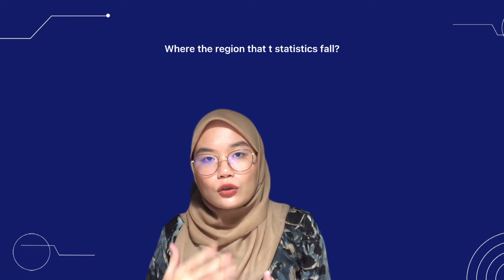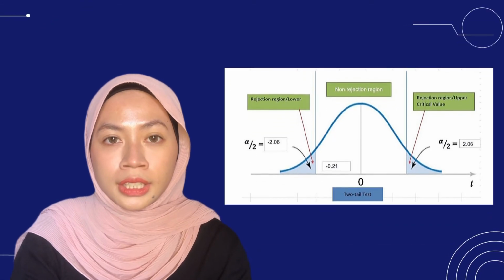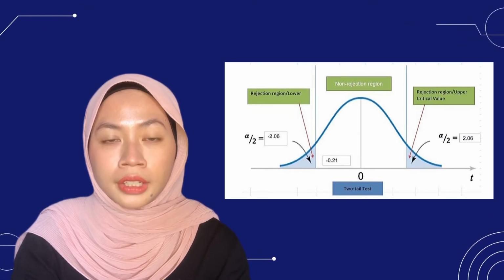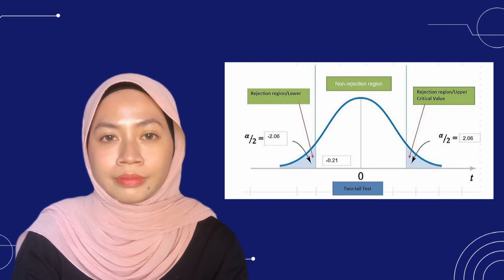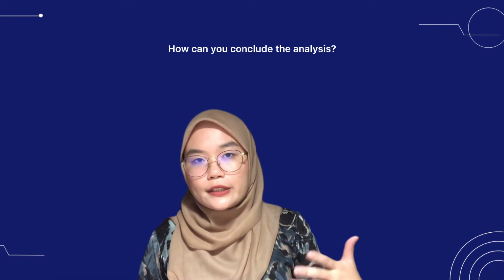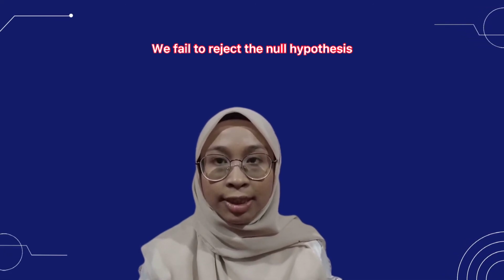Okay, may I know where the region that the t-statistic falls? As the diagram shows, the t-statistic falls under the non-rejection region, which is below 0. Okay, now how can you conclude the analysis? Thus, we fail to reject the null hypothesis because there is no sufficient evidence, and we accept the null hypothesis.